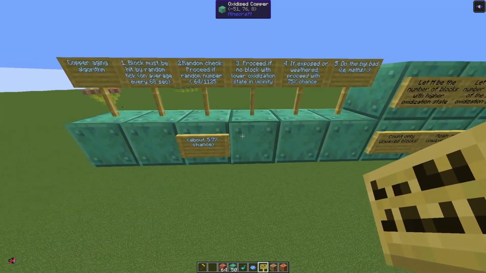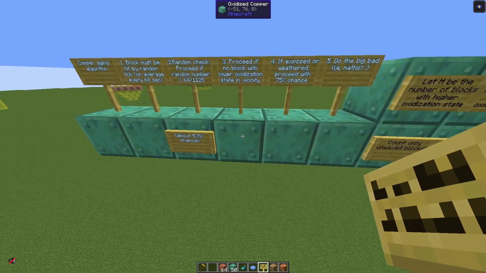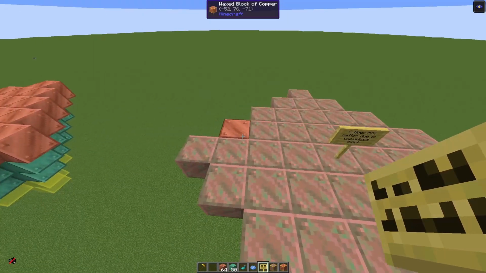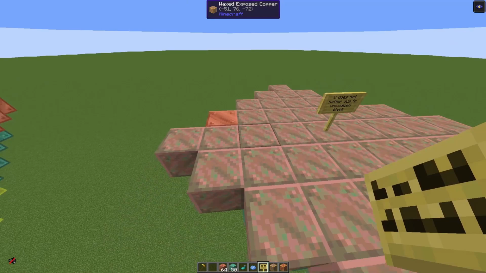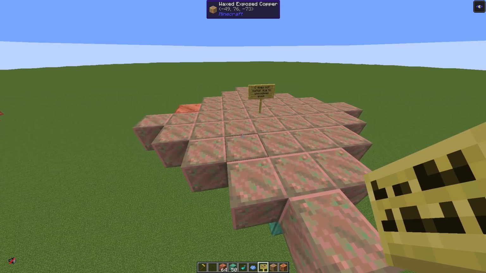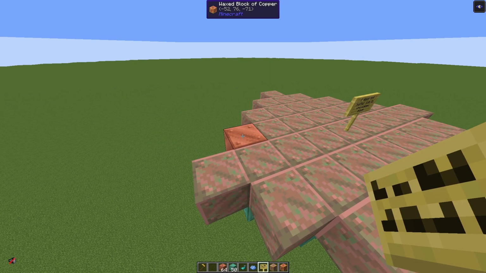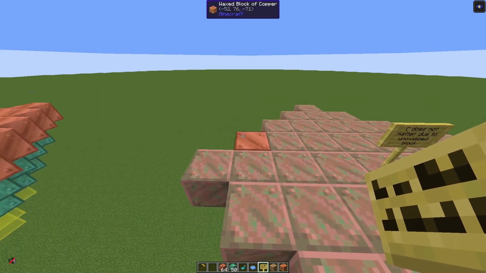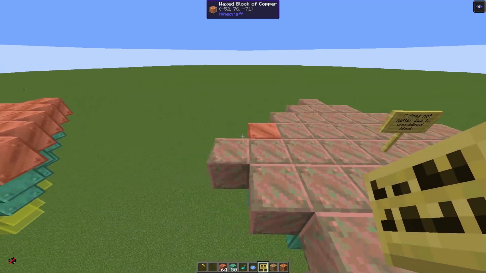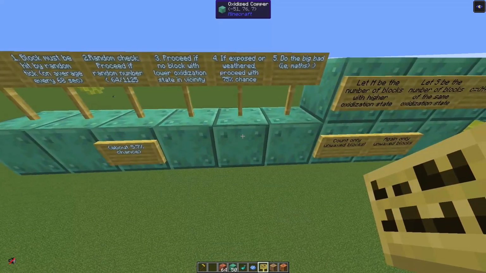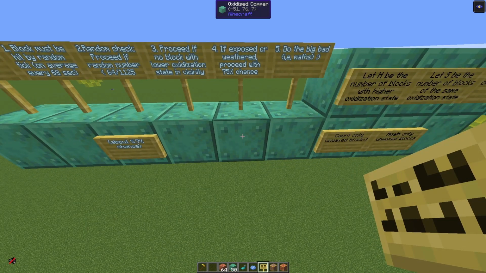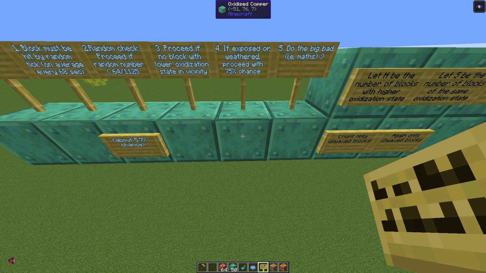Now, proceed if there is no block with a lower oxidization state in the vicinity. If we want to oxidize this block here, in the 5 block vicinity, we have 1 block that is not oxidized. And of course, in the world download, I use wax blocks because I don't want the blocks to oxidize while I explain. In practice, we count only regular blocks, not wax blocks. So if there's 1 block of less oxidized copper in the vicinity, this block can never age. We will have to oxidize that block first. So that's rule 3. Then rule 4: if the block we're trying to oxidize is weathered or exposed, then we proceed with a 75% chance. So there's a 25% chance that we abort.